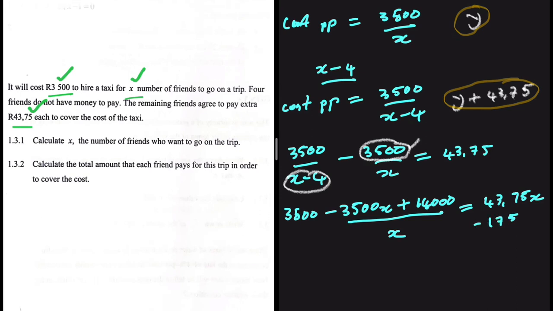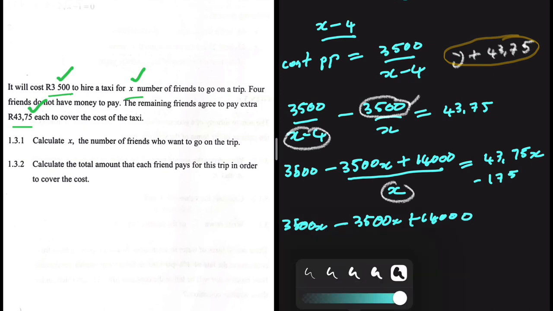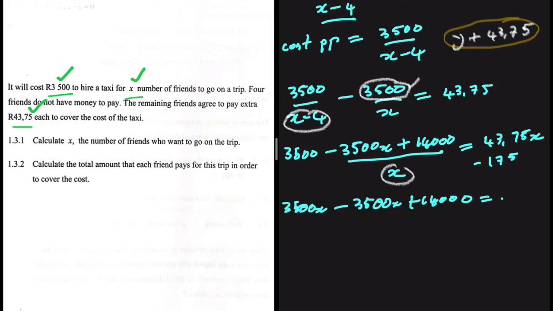We still multiply it out, but this time with X, so that we can cancel out that X on the denominator. 3,500 multiplied by X, that is just 3,500X minus 3,500X plus 14,000. X and X are going to cancel out, so we don't have a denominator anymore. Well, we have a denominator of 1. On the right hand side, we're going to have 43.75x squared minus 175x. 3,500x minus 3,500x, that is 0.